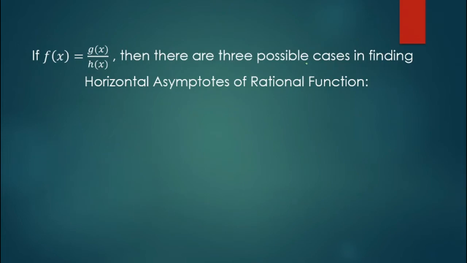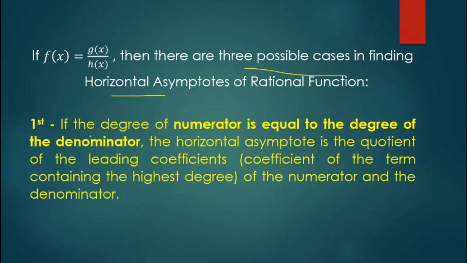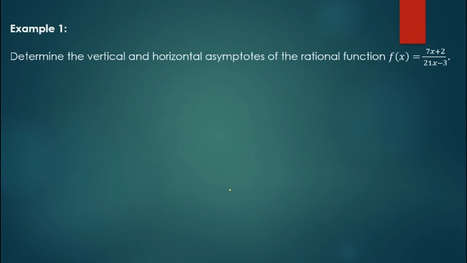So, we have 3 possible cases in finding horizontal asymptotes. First, if the degree of numerator is equal to the degree of the denominator, so that is equal, then the horizontal asymptote is the quotient of the leading coefficients. So, pag sinabi natin coefficient, it is the term containing the highest degree sa numerator and denominator. Okay, so for example number 1, determine the vertical and horizontal asymptote of rational function.